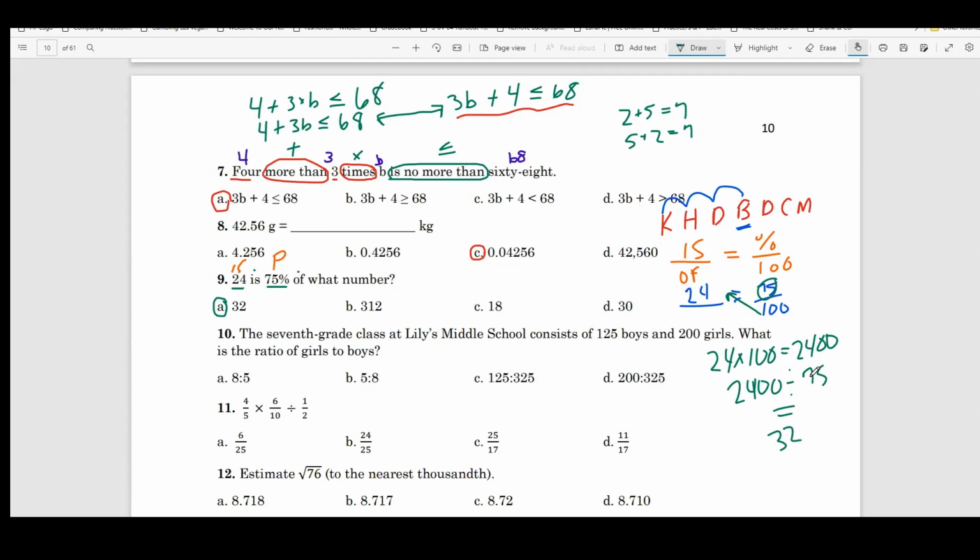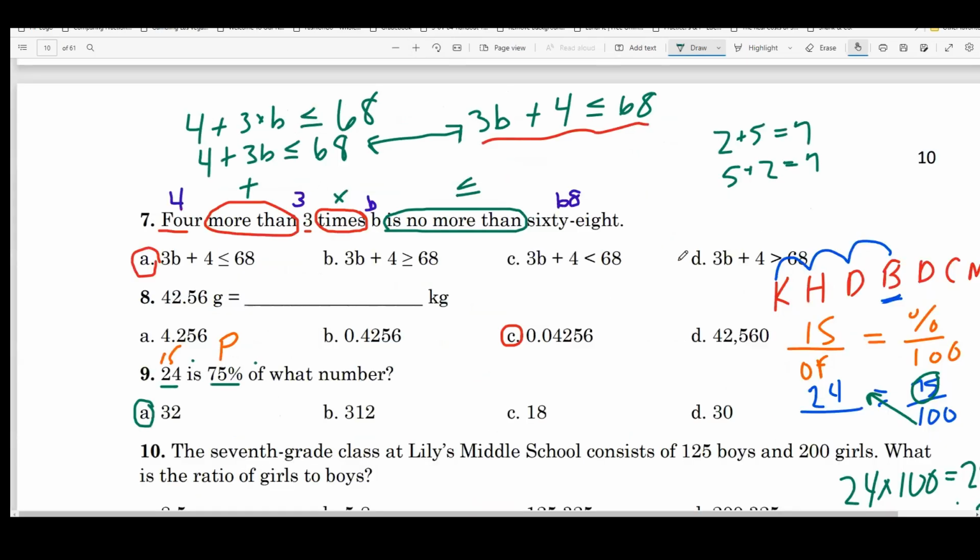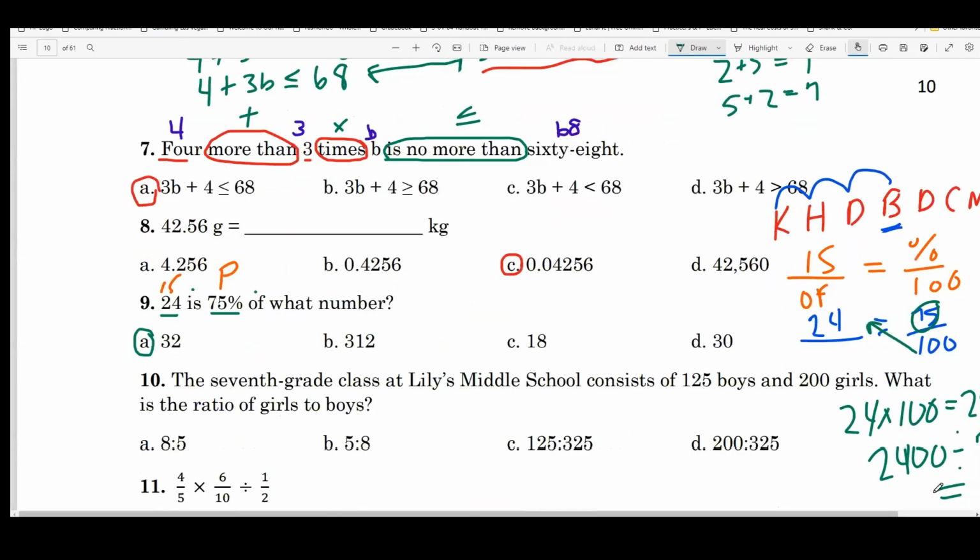All right, let's do one last one for the row. Go ahead and do number 10 for me, and then we will be good to go. All right, so number 10.